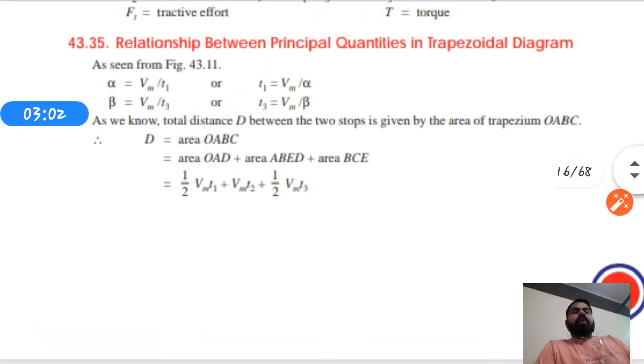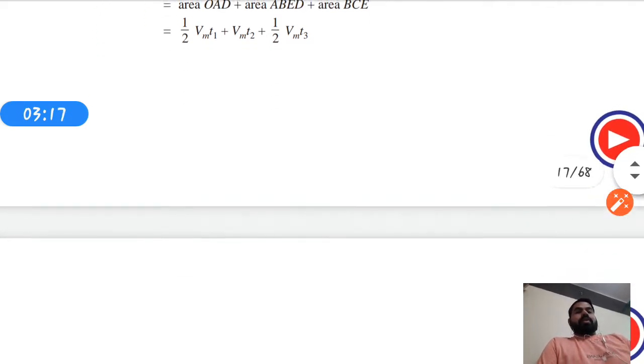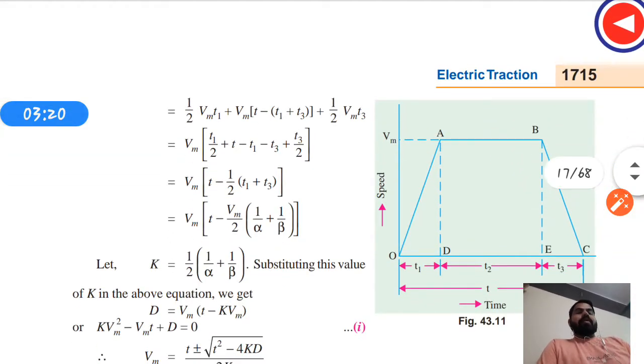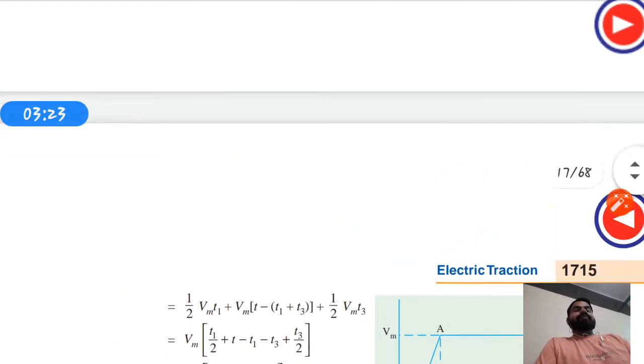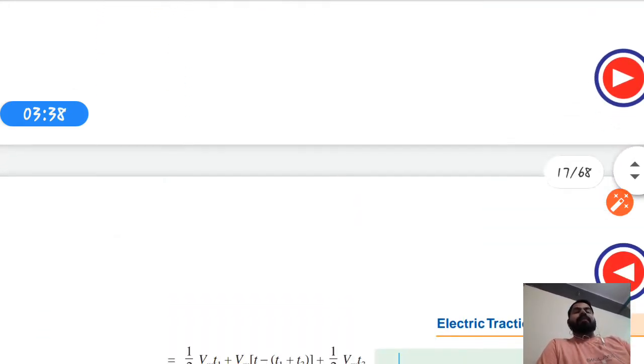So the capital D, which is the area OABC, is the area OAD plus area ABED plus area BCE. This is the triangle OAD. So the area of OAD will be 1 upon 2 Vm t1, the area ABED is Vm t2, and the area BCE is 1 upon 2 Vm t3.